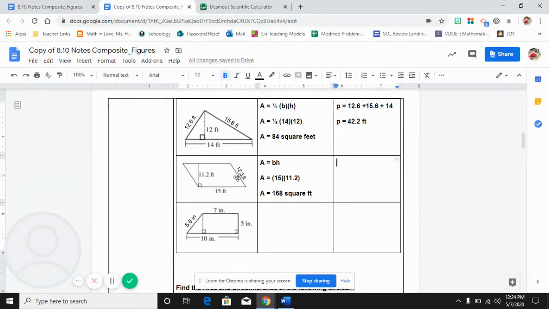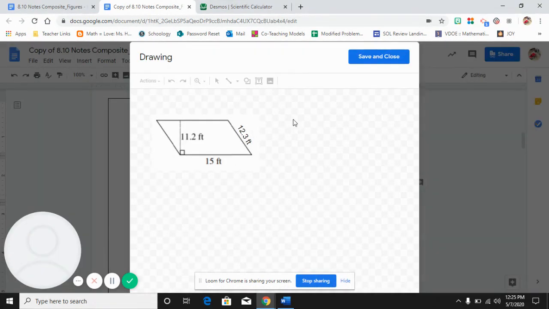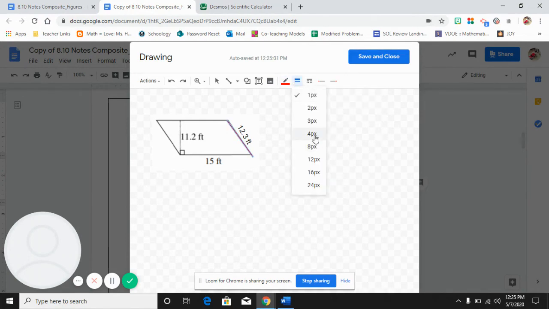Now for perimeter, we're looking for the distance around the figure. I need a little bit more information because I don't know all of the side lengths yet. I can't just add up 15, 11.2, and 12.3. That's not going to get me my answer. So let's take a closer look at this figure and talk about what perimeter actually is. Perimeter is the distance around the figure. So we're looking at side lengths. So there's one side.